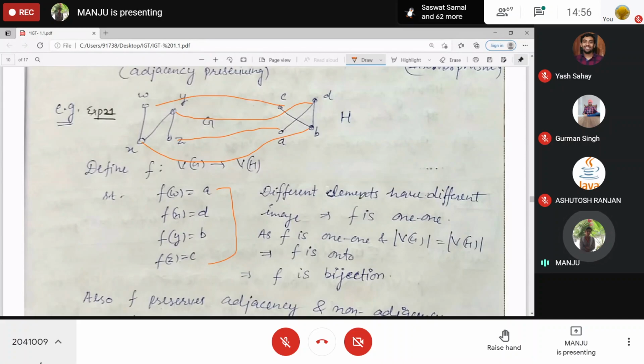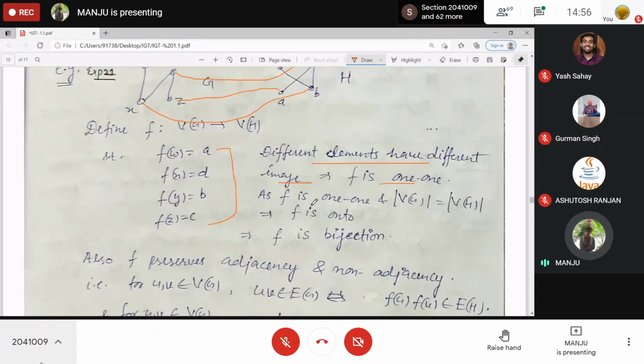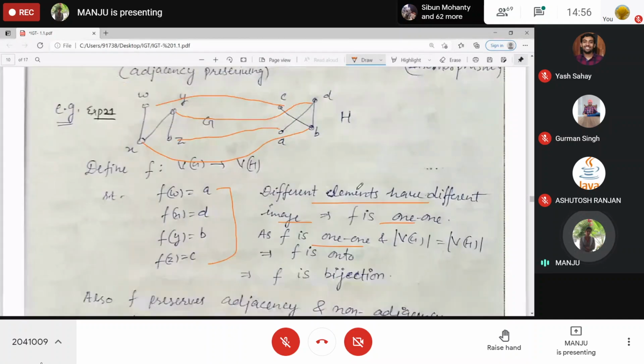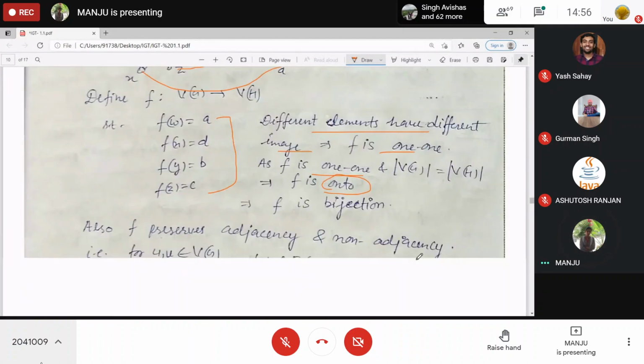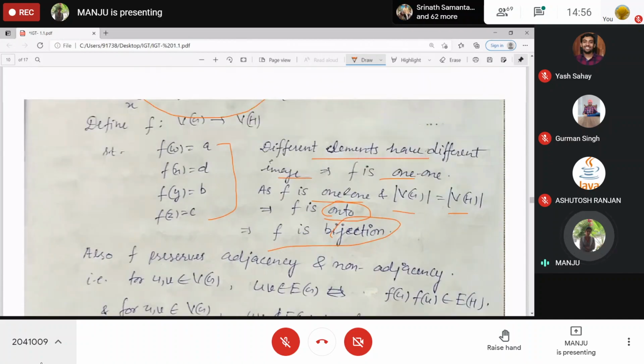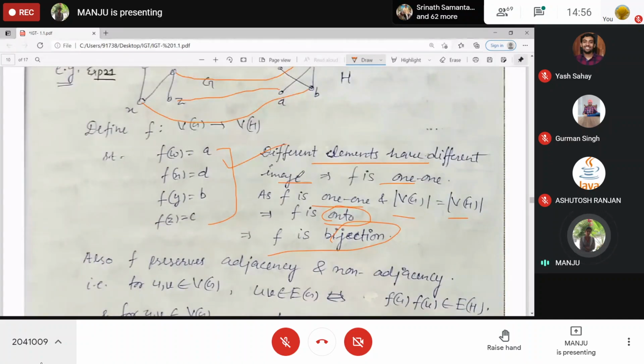So after defining that, you can just say different elements have different images. This is 1-1, right? And with the condition that both the sets have the same cardinality, it gives you ontoness, right? Different to different and same cardinality, then obviously all elements will be occupied. So bijection and adjacency condition preserved, we have taken care of while defining only, right?